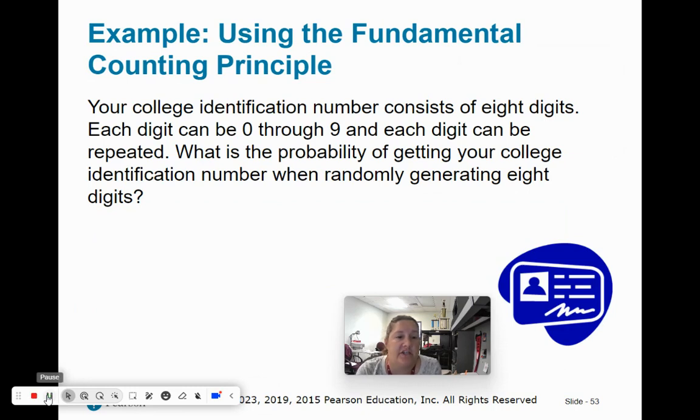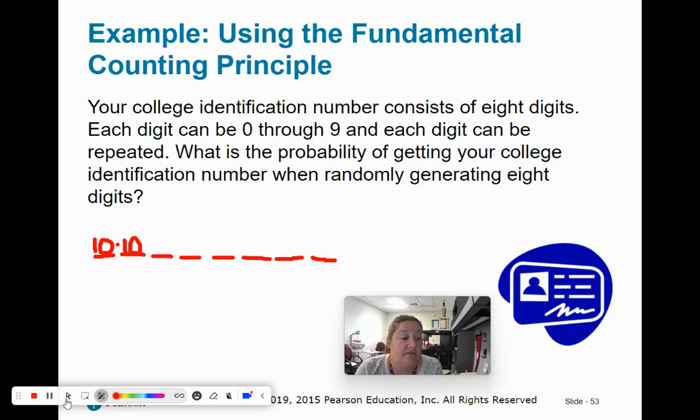Let's go with your college ID number. You've got 8 digits. What's the probability of getting your college identification number when you randomly generate 8 digits? These digits can be repeated, so let's set up 8 lines to represent your code. Realize that you've got 10 items for the first, and you can repeat digits, so that's 10 times itself 8 times. This is the total amount of ways. So that would be in the denominator of this probability.